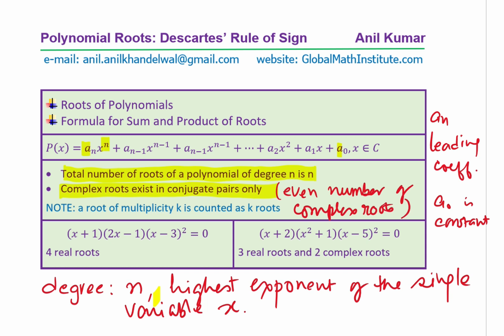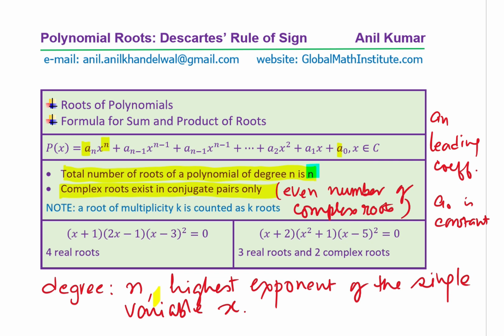Perfect. Now, when we are saying that there are n roots, n means what? How do you count the roots? A root of multiplicity k is counted as k roots. If I have x squared, that means x squared will give me two roots at x equals 0. You understand? That is what it means.